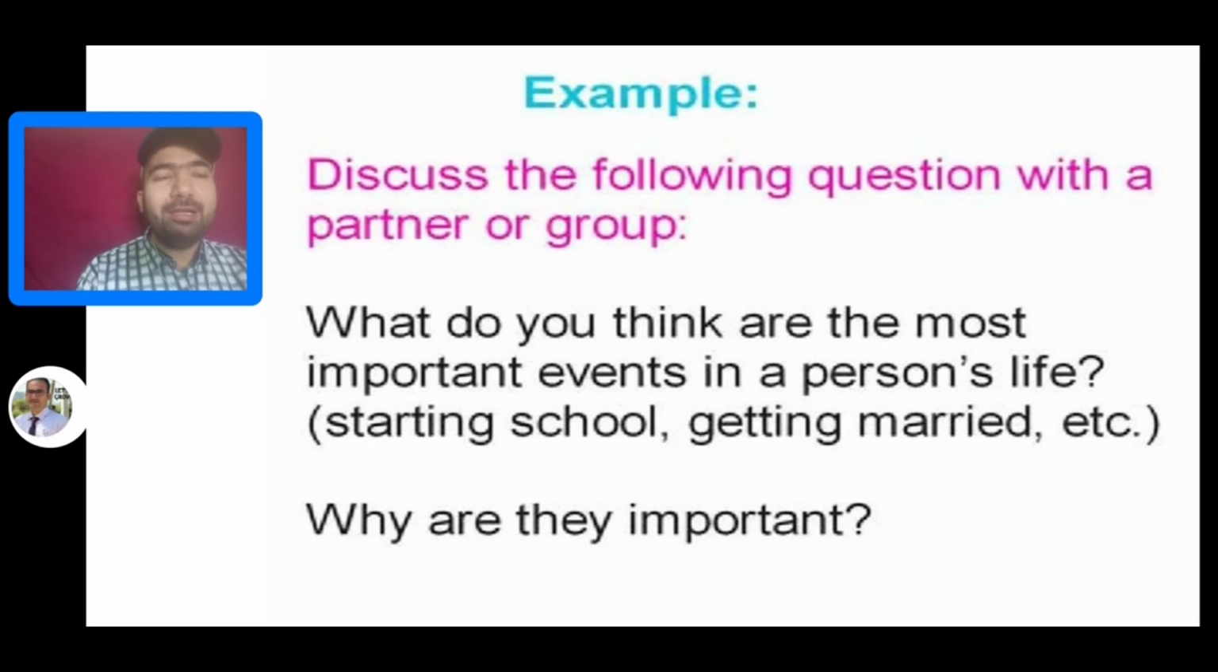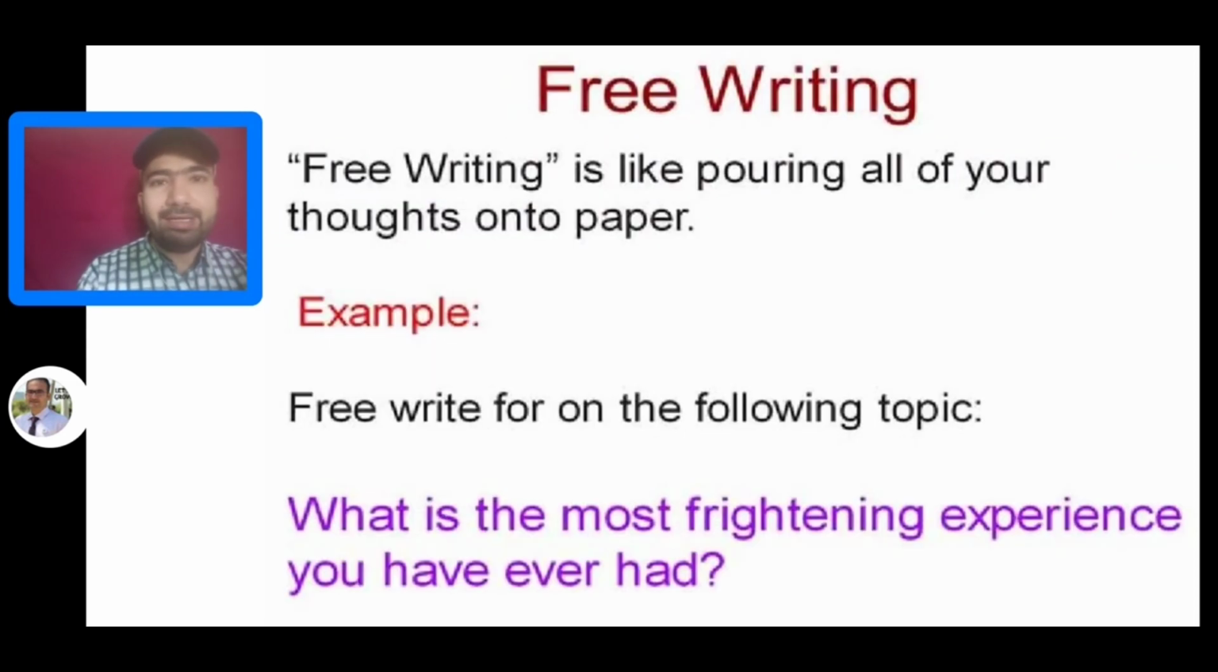Example: discuss the following question with a partner or a group. What do you think are the most important events in a person's life? Starting school, getting married, etc. Why are they important? So this is how you are going to pose the question so that a discussion can be triggered. So that the discussion gets started, there is a thread going on and new ideas are coming. They may be relevant, they may be irrelevant. But the sorting out stage is the next one. This is the stage to generate ideas.